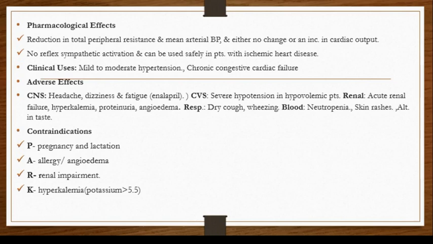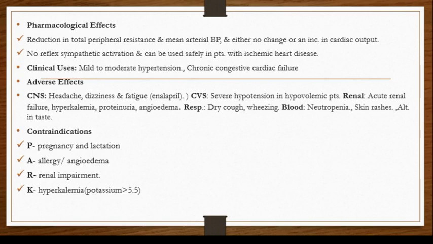Respiratory system adverse effects are basically dry cough, as we've seen. I mentioned it earlier on. Also associated with enalapril as well, and also wheezing. In the blood, we are going to have neutropenia, skin rashes, and also, as we saw with captopril, we are going to have altered taste.